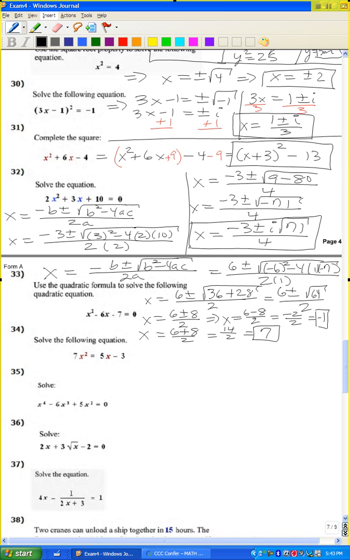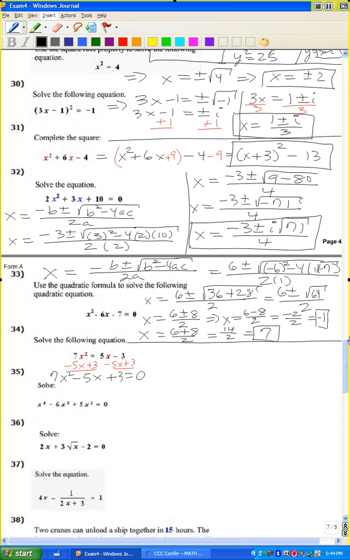Let me do problem number 34. Let me subtract 5x, add 3 to both sides of my equation. And so I get 7x squared minus 5x plus 3 is 0.